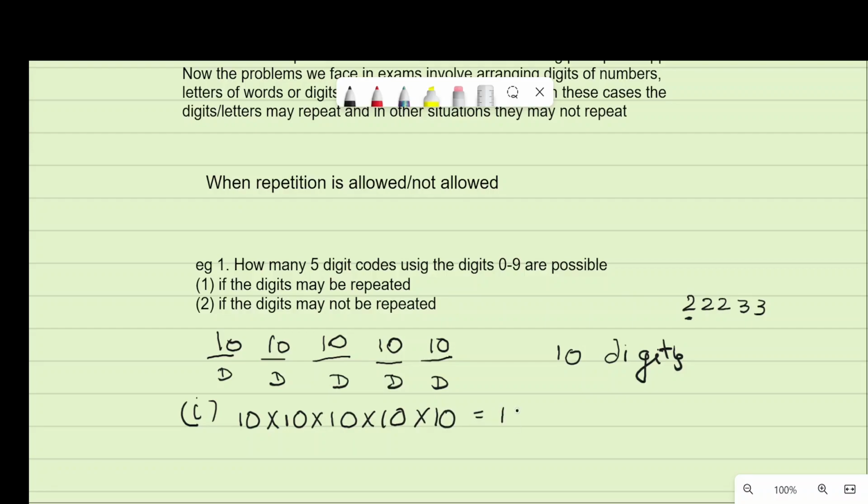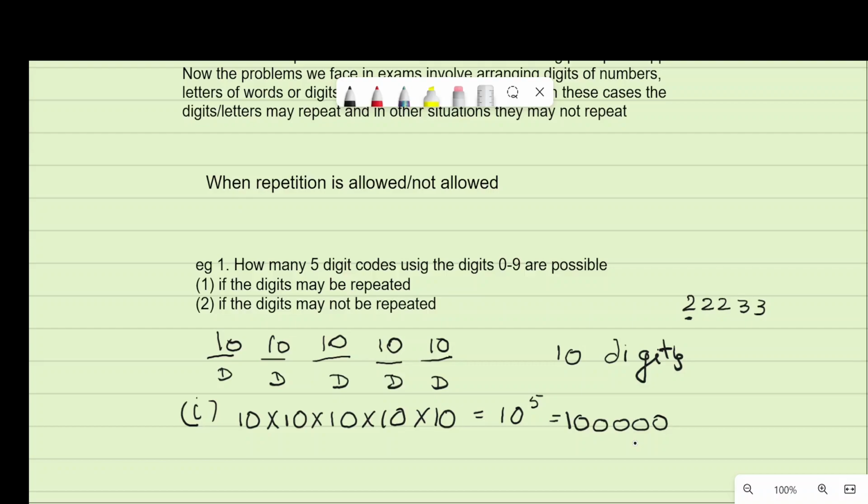So you can just say this as 10 to the power 5, or you write the final answer using the calculator. Because it's 10, it's easy to write: you write the 5 zeros there. Okay, that is 10 to the power 5. So this many codes are possible if the digits can be repeated. That is the answer.